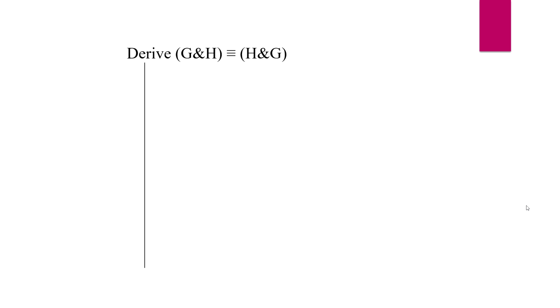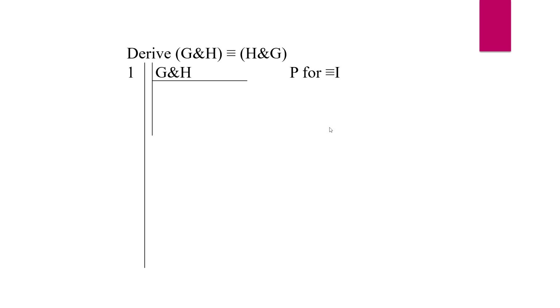The theorem we're trying to prove here is a biconditional. When you see one like this, a good strategy is to use biconditional introduction. So I'm going to start by assuming the left side, G and H, for biconditional introduction. Now we need to get H and G.